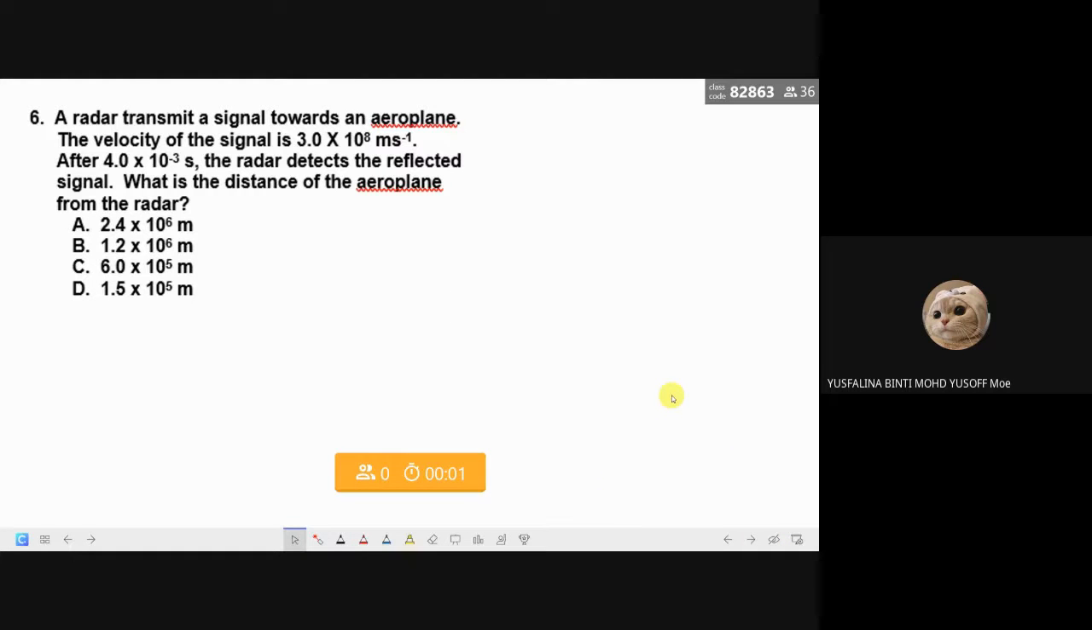This one also uses the same formula. For this one you need to find the distance of the aeroplane from the radar. It says a radar transmits a signal towards an aeroplane, and the velocity of the signal is 3 times 10 to the power of 8. After 4 times 10 to the power of negative 3 seconds, the radar detects the reflected signal. What is the distance of the aeroplane from the radar? So again, you can use this formula, or you can use this one also.